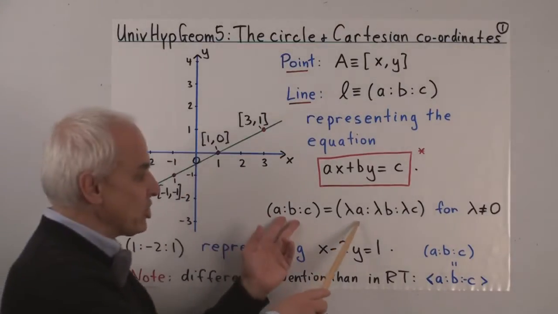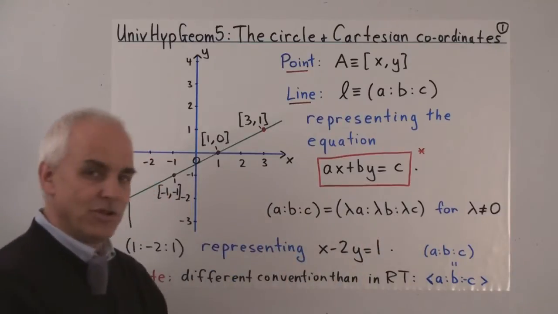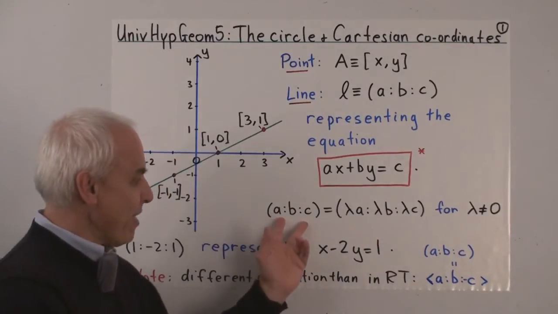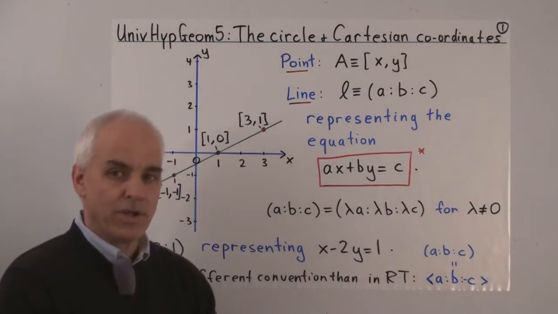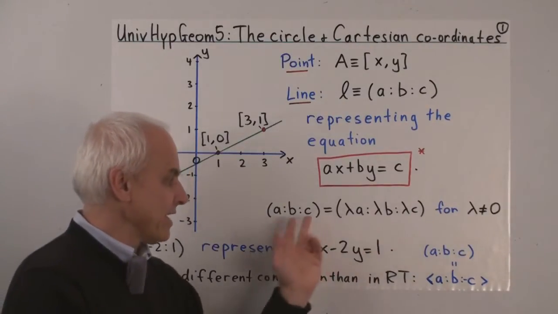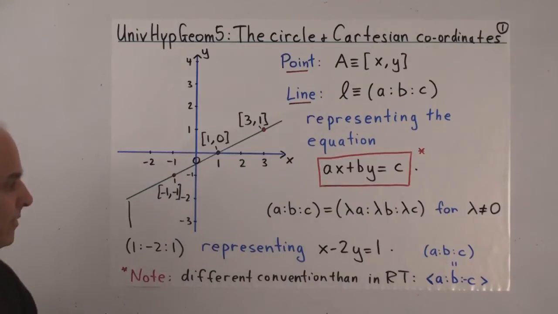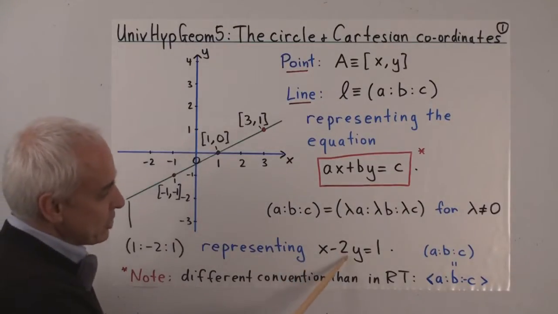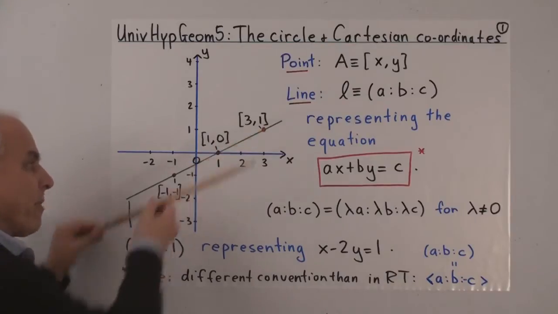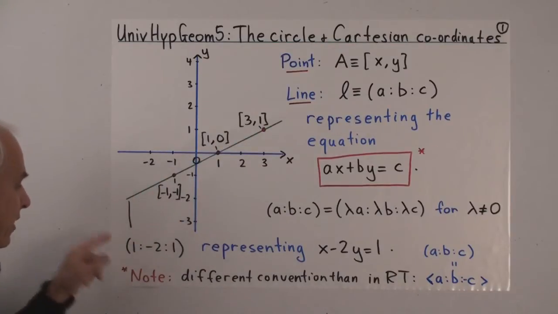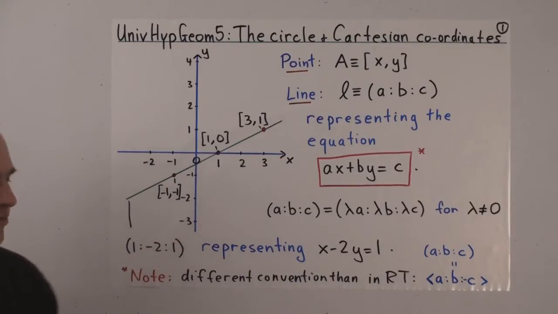So here's our convention for the equality between two proportions. You're allowed to multiply the three entries by any non-zero scalar, and you get the same proportion. So the equation x - 2y = 1 gets represented by the proportion 1 : -2 : 1. And so that's how we're going to talk about this line. We're going to say that this is the line (1 : -2 : 1), written in round brackets.